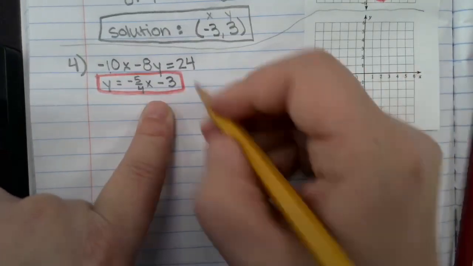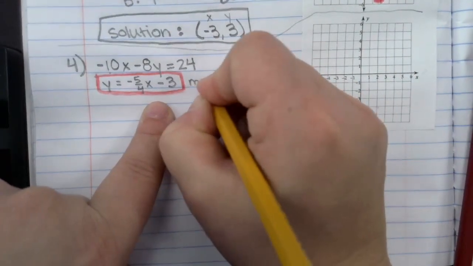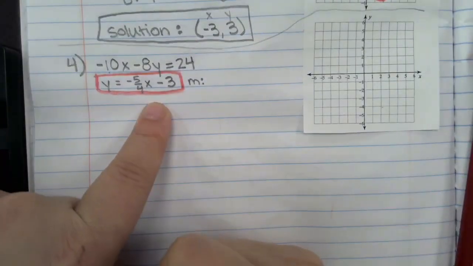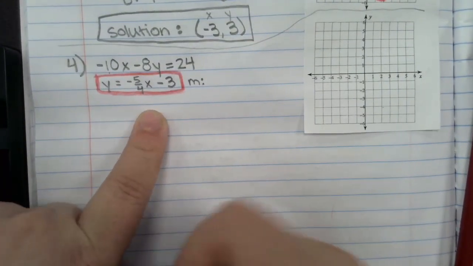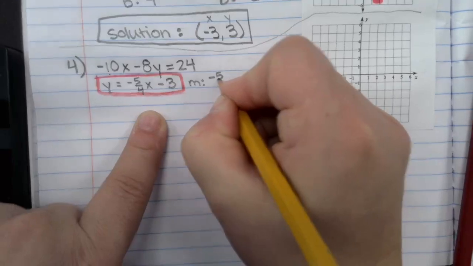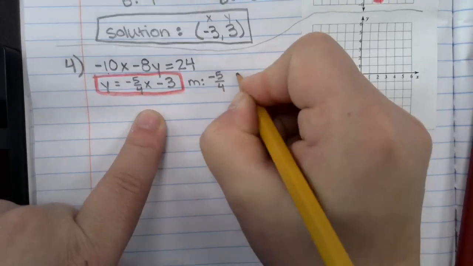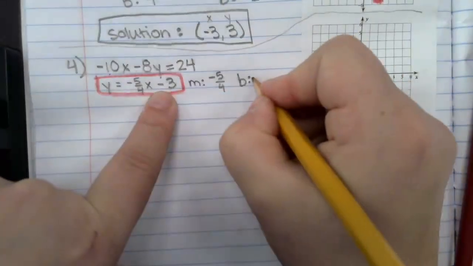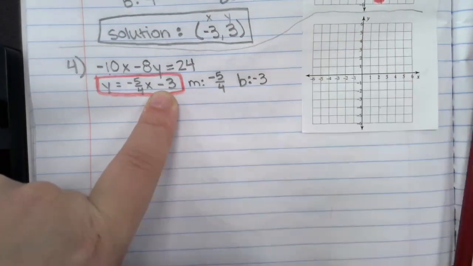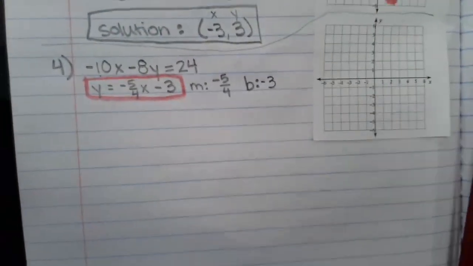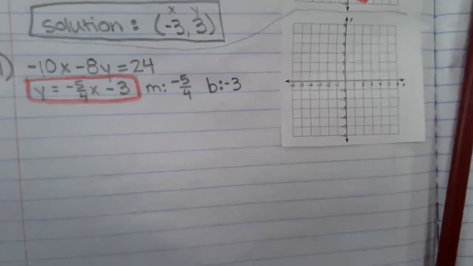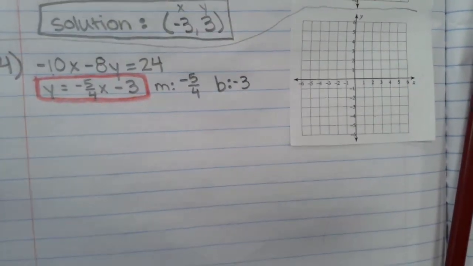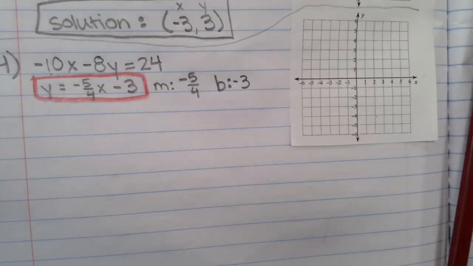So for this bottom one, what is my m? Negative 5 over 4. Good, negative 5/4. And what is my b? Negative 3. That one's in our slope-intercept form. We can find our M and our B. Today's a really good day. If you had a tough time on that Unit B test, this should be good review, good relearning.